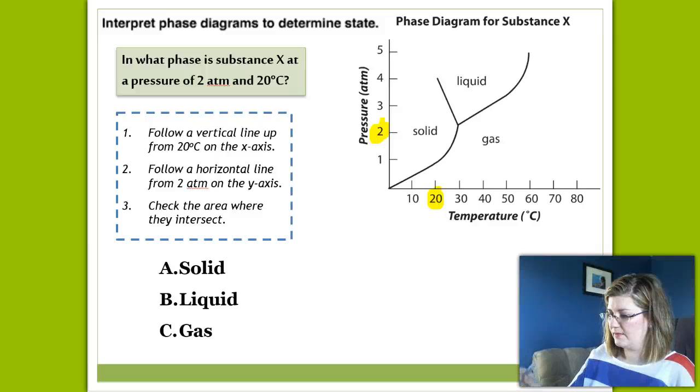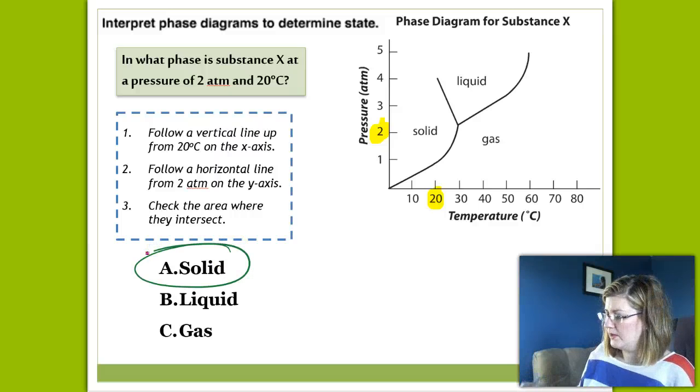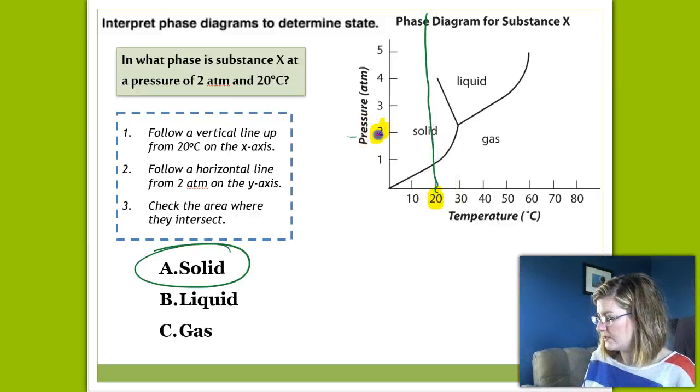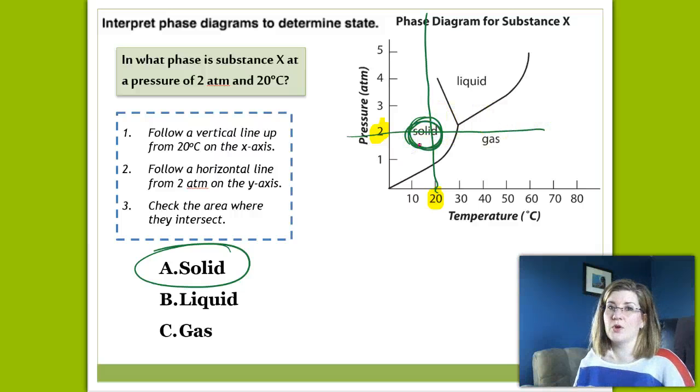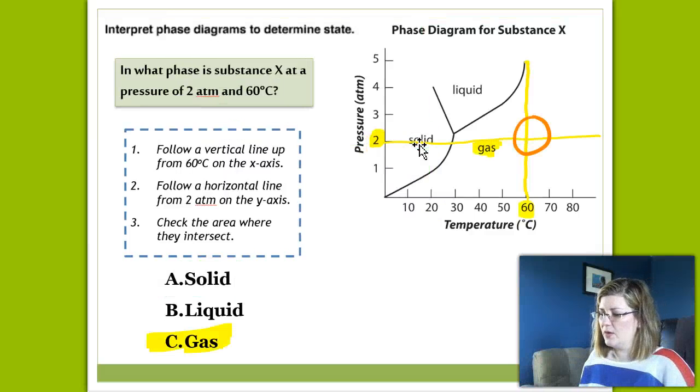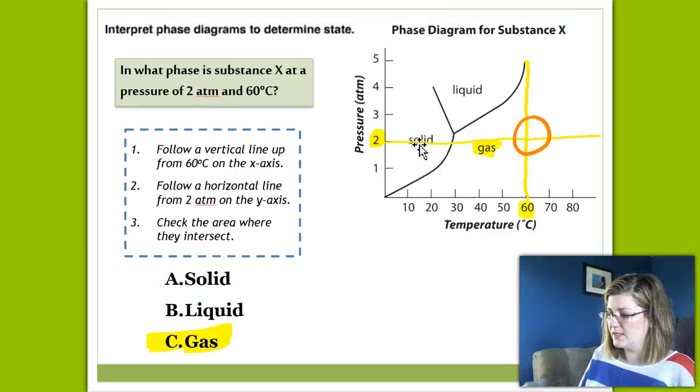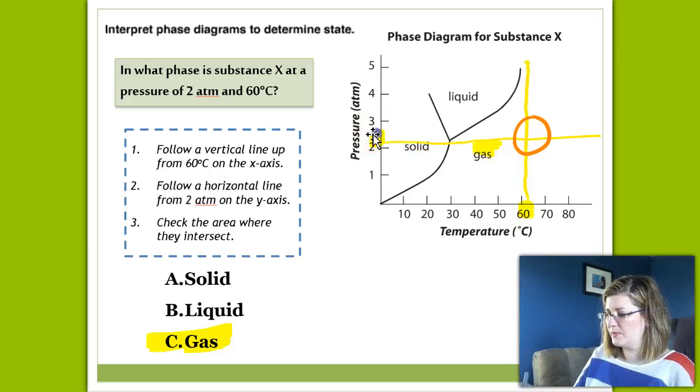If you said it is a solid, you would be correct. We're going to draw our vertical line up and our horizontal line over, and that intersection point is right on top of the word solid, so we know for sure it's a solid. So look at those two differences. We're looking at the same substance, in these two examples, at the same pressure, 2 atms.